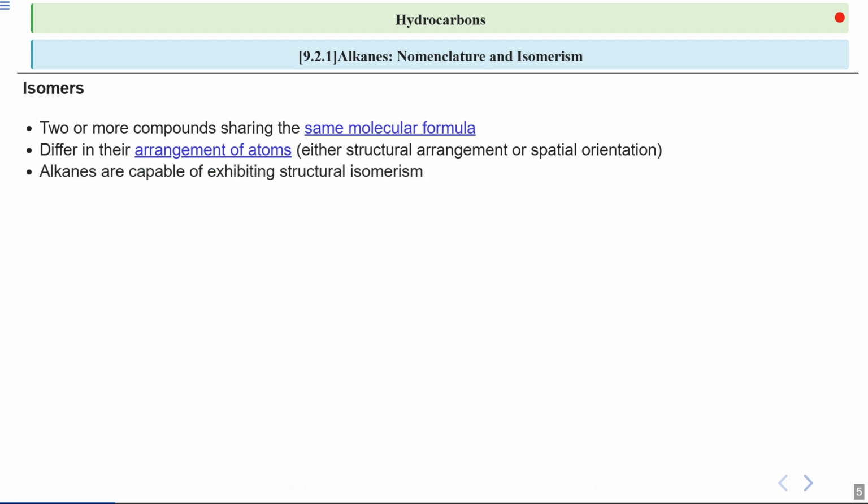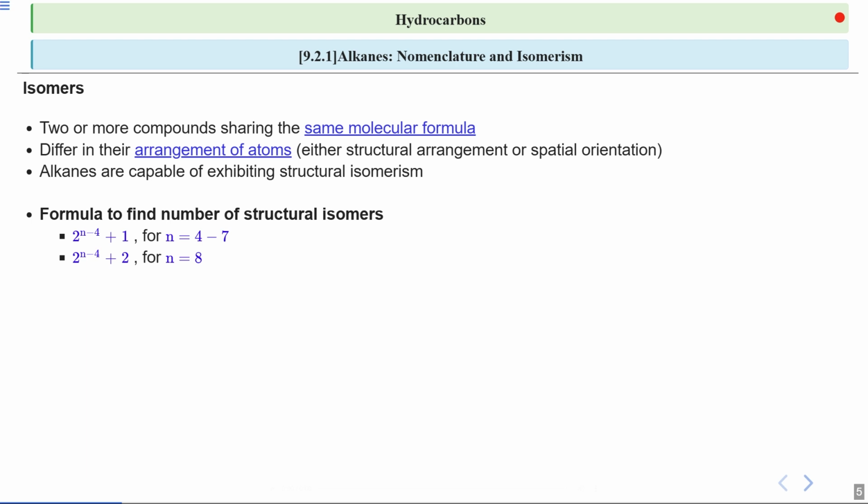Alkanes, which are a type of hydrocarbon, can exhibit structural isomerism. This means that even though they have the same molecular formula, the connectivity of atoms can be different. Let's look at a formula that helps us find the number of structural isomers for alkanes. This formula varies depending on the number of carbon atoms in the alkane. For alkanes with 4 to 7 carbon atoms, the formula to find the number of structural isomers is 2^(n-4) + 1. Here n represents the number of carbon atoms.